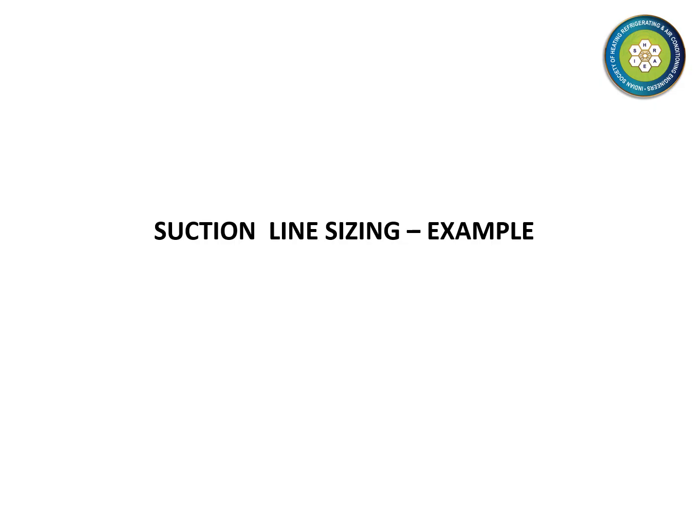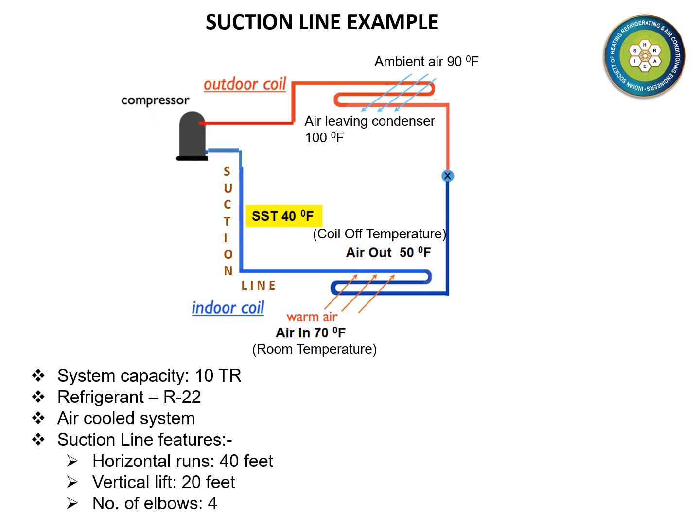In the next few slides, we undertake the sizing of the suction line of a simple DX system example. In this example, the refrigerant used is R22. The system capacity is 10 tons and it is an air-cooled system. The suction pipeline runs horizontally for 40 feet and vertically for 20 feet and comprises 4 elbows.